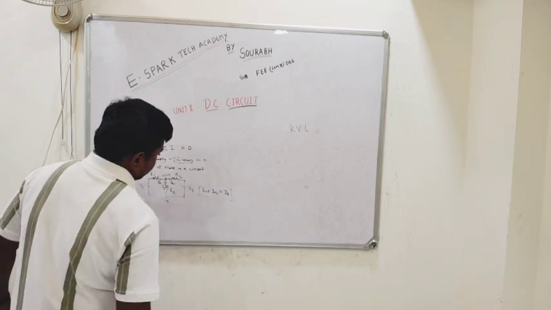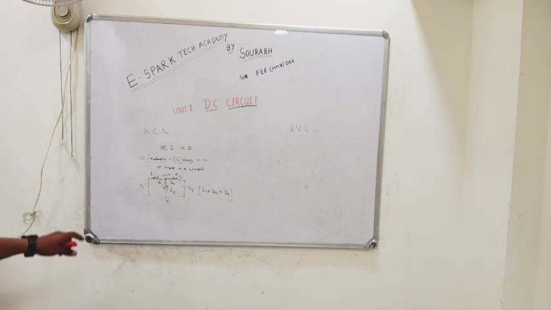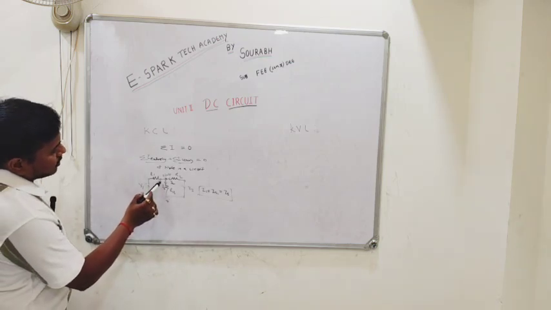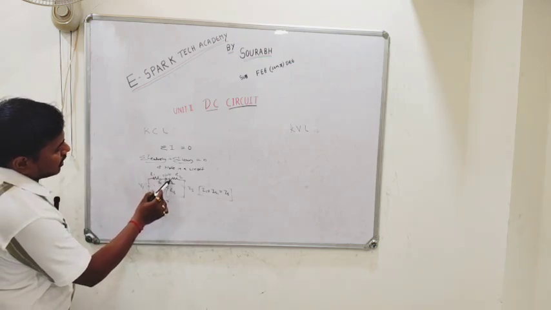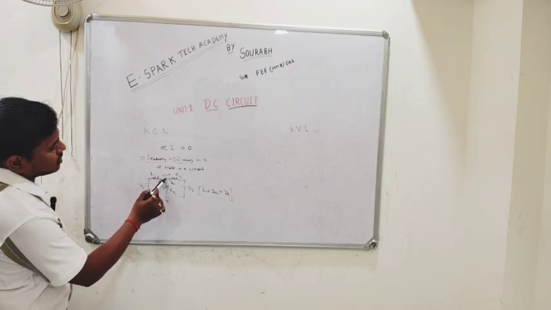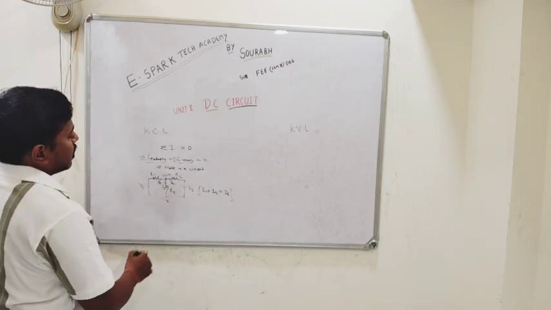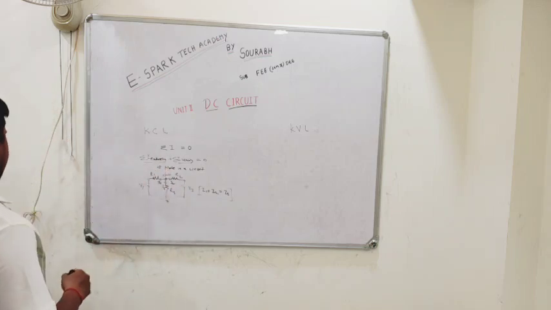as per KCL. This I have explained to you with the help of a diagram because it is easy to understand with the help of a diagram. Just go through the directions. I1 is entering, I2 is also entering, but I3 is leaving the node. That's why I1 plus I2 is equal to I3 as per these equations.